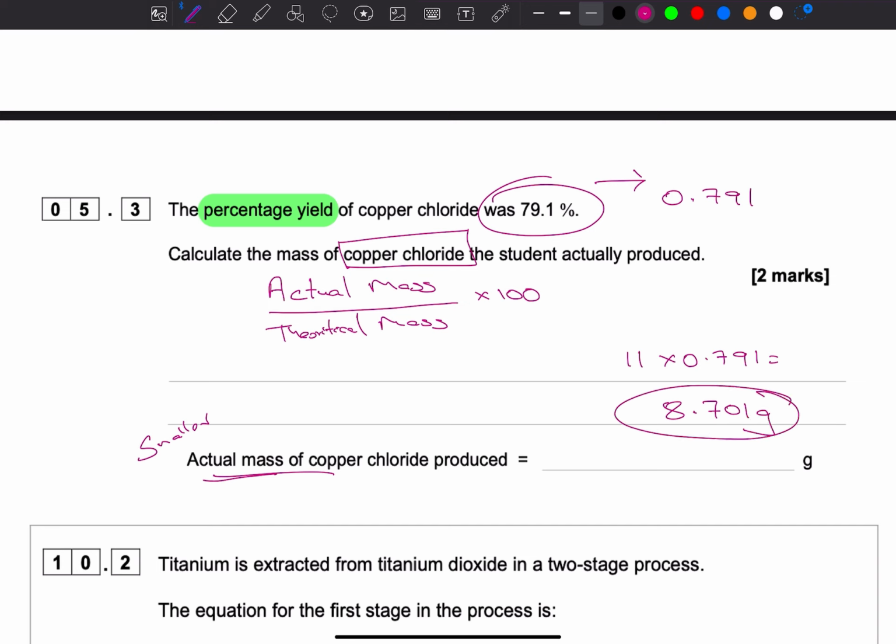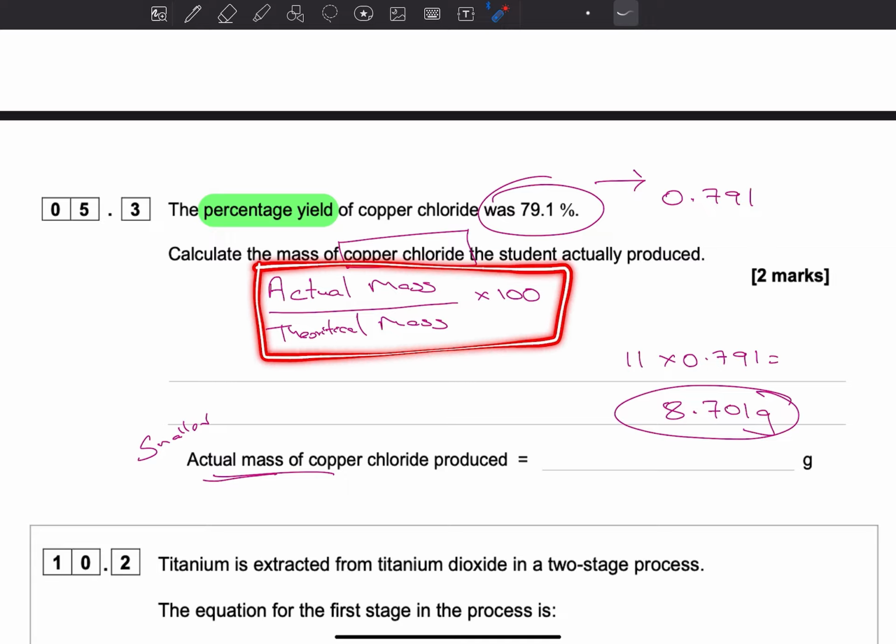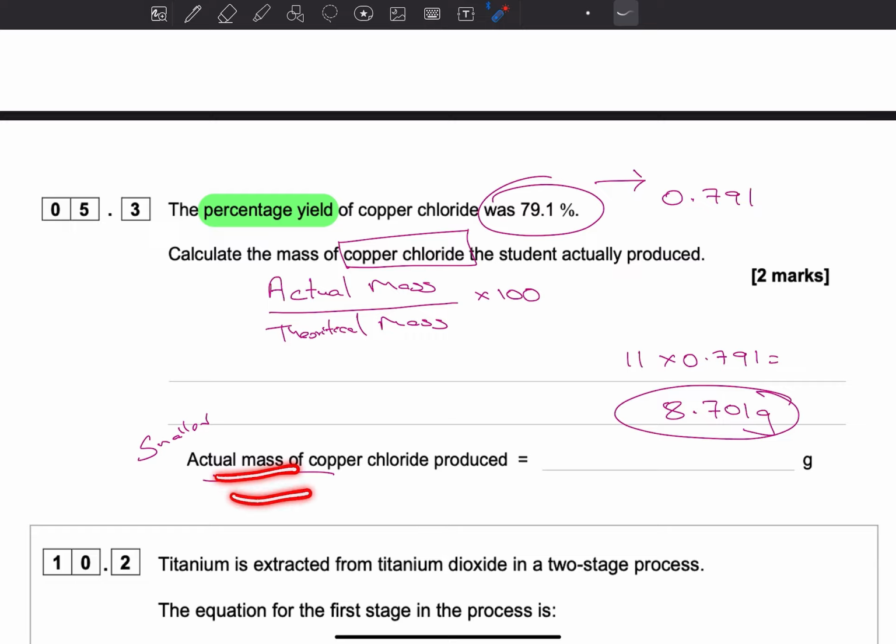Which will give you 8.701 grams. Okay. Now, always think, if they want you to work out the percentage yield, that's the formula to go through. If they want you to work out the actual mass or the theoretical mass, they will give you the percentage yield.